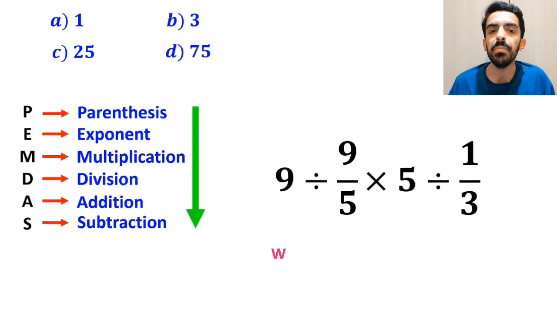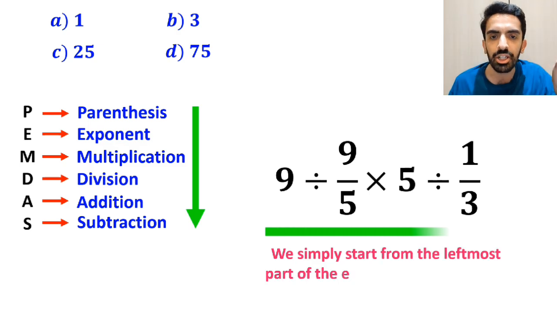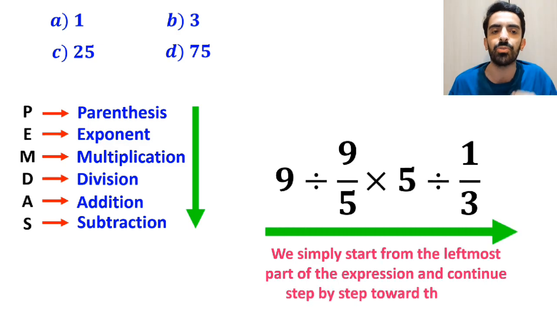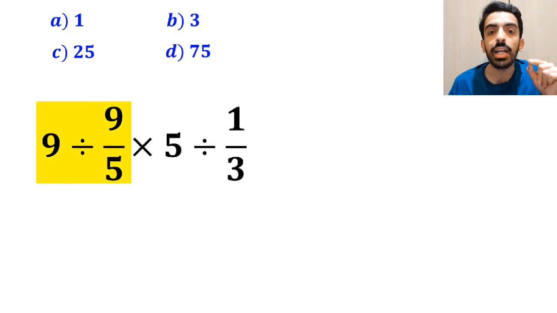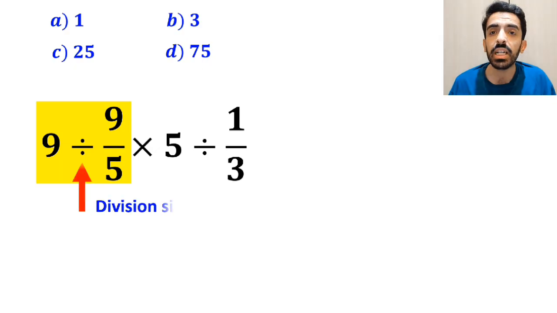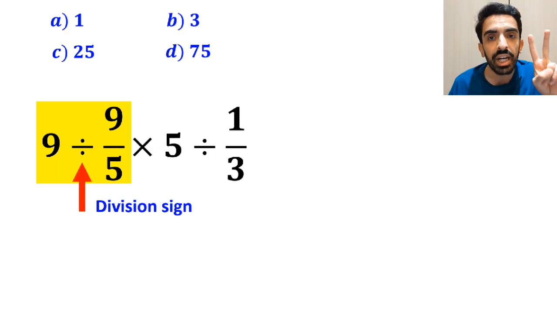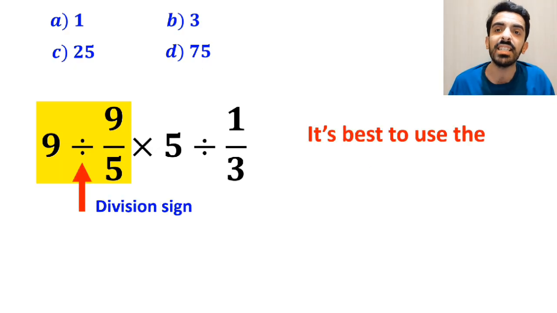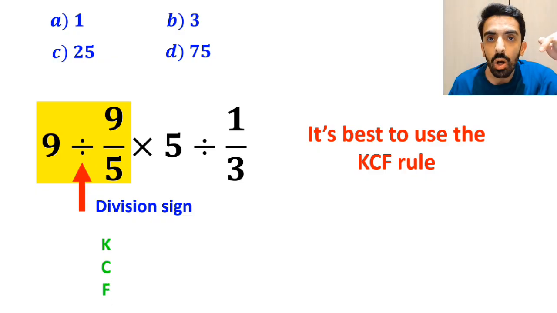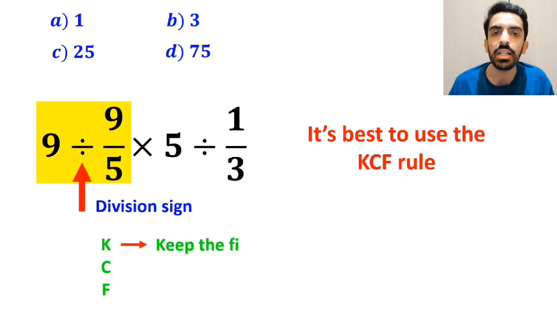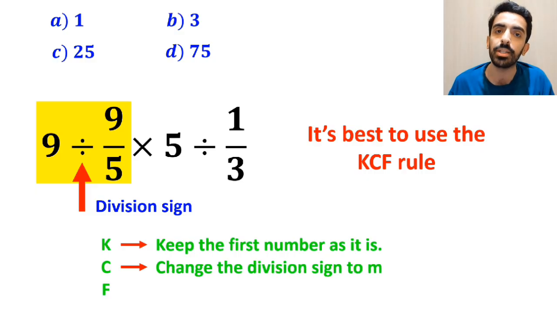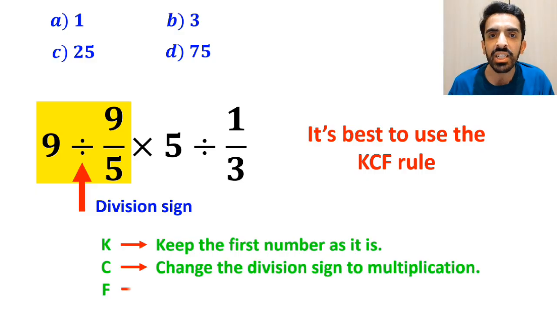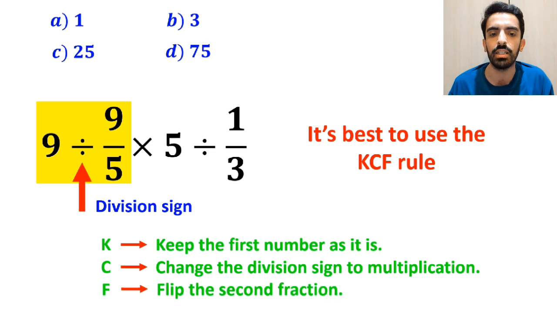In this case, we simply start from the leftmost part of the expression and continue step by step toward the right. So, we begin with the expression 9 divided by 9 over 5, which I have marked in yellow. Okay, whenever we come across a division sign between two terms, it's best to use the KCF rule. In this rule, K stands for keep the first number as it is. C stands for change the division sign to multiplication, and F stands for flip the second fraction.